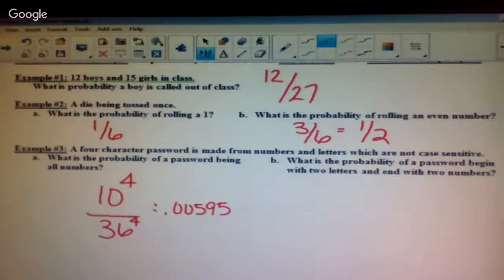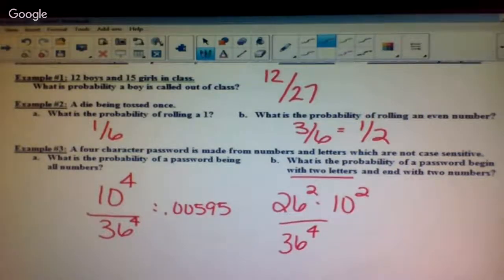For this next one, we still haven't changed the password, so my bottom number hasn't changed. It's 36 to the 4th. My top number now says, what is the probability of a password beginning with 2 letters and 2 numbers? 26 to the 2, that represents your letters, times 10 squared to represent your numbers.